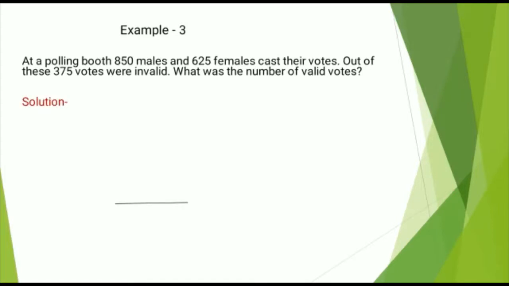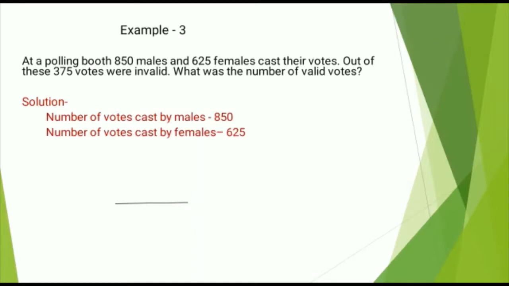First of all, we have to find out total number of votes. So number of votes cast by males were 850. Number of votes cast by females were 625. Total number of votes cast is equal to 850 plus 625. Let's solve them.